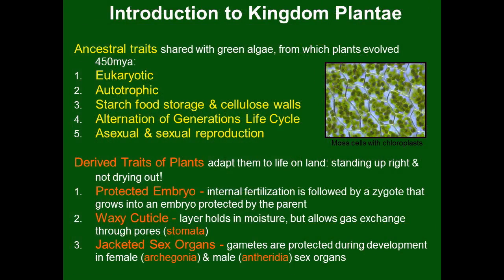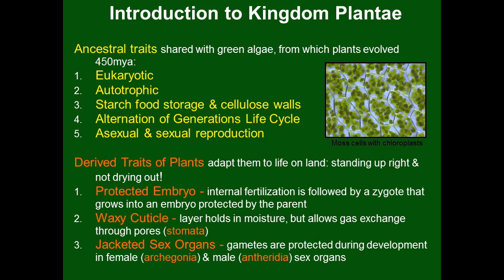An introduction to the kingdom Plantae. Let's look at some ancestral traits. Those are shared with green algae from which plants evolved around 450 million years ago. 1, they're eukaryotic. So again, they're going to have membrane-bound nucleus and they're going to have organelles. 2, they're autotrophic. So they're going to have some sort of pigment like chlorophylls to be able to collect sunlight, photons, and make sugars.